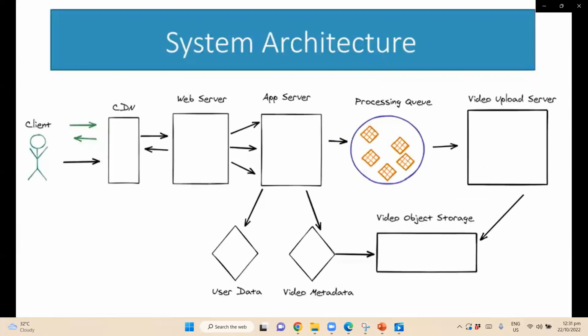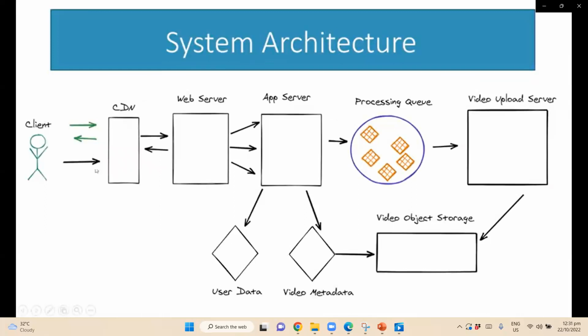Now we can start getting into our system architecture, and first we'll go with the high-level overview before looking at each individual piece. So we have our clients. This can be somebody from their phone, their desktop, a TV, really anything. They're going to be sending requests.